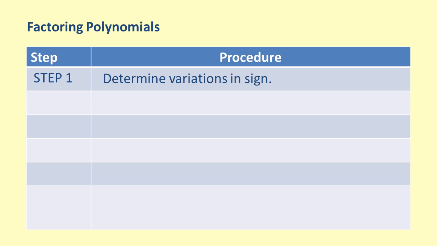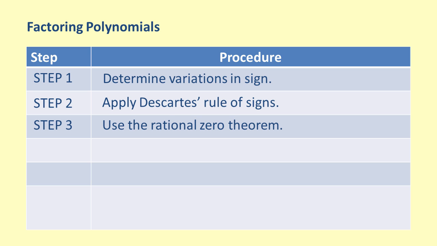Our first step will be to determine the number of variations in sign in the polynomial. To do this, we can look at the coefficients of a polynomial p of x and determine the number of times the sign changes. This will give us the number of positive real zeros. We will also check the variations in sign for p of negative x to get an estimate for the number of negative real zeros. The next step is to apply Descartes' rule of signs. This will give us a better idea of how many roots we can expect and what type of number they are. The third step will be to use the rational zero theorem to determine the possible rational zeros.